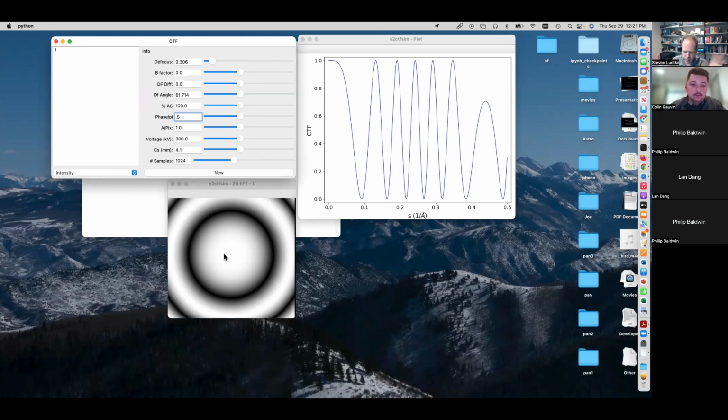It's hard to sort of hand wave your way through. You kind of have to work through the math to exactly see where it falls out. But the effect on the CTF is this: it basically takes that first zero at the origin and makes it a maximum.